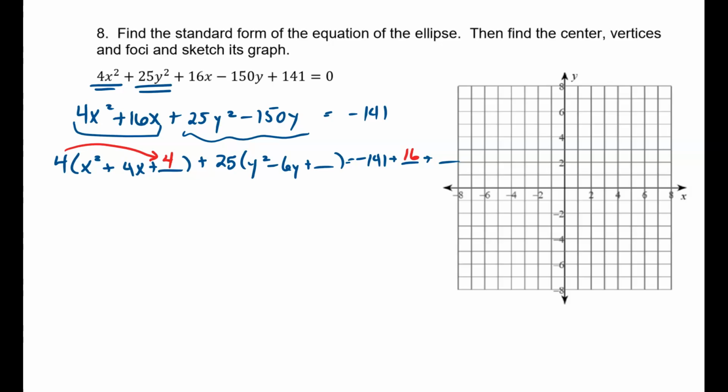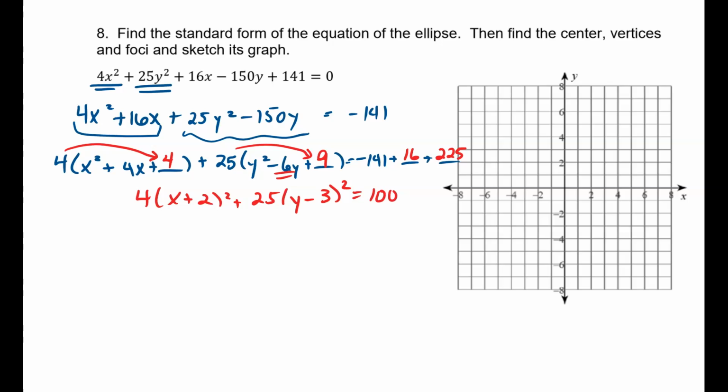And then we do the same thing with y. We take that -6 divided by 2, it's a -3, but squared, it's 9. So we're going to take our 25 and multiply by 9, and that's 225. And if we add those all together, my friends, on the right, that gives us 100. And then on the left, we're going to get 4 times quantity x plus 2 squared plus 25 times quantity y minus 3 squared.